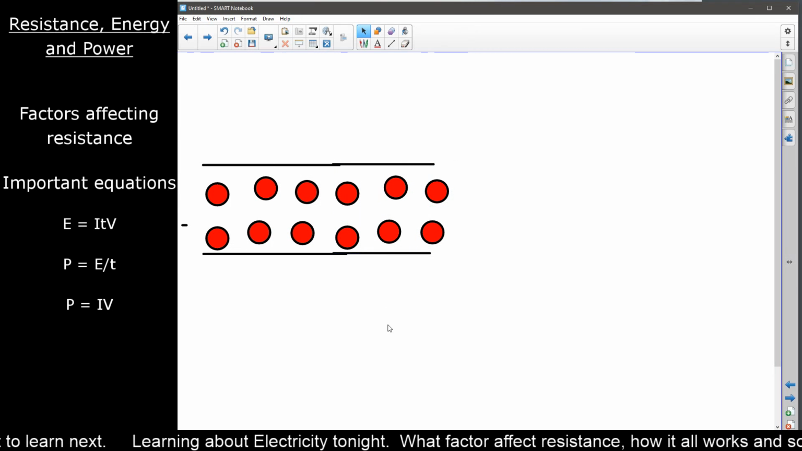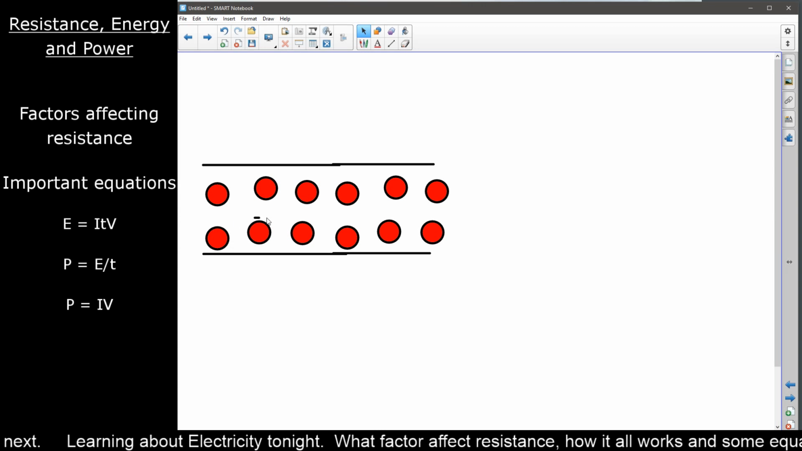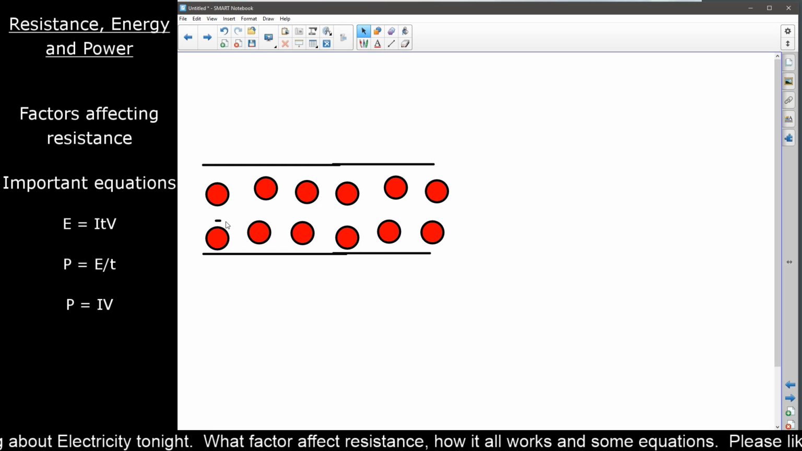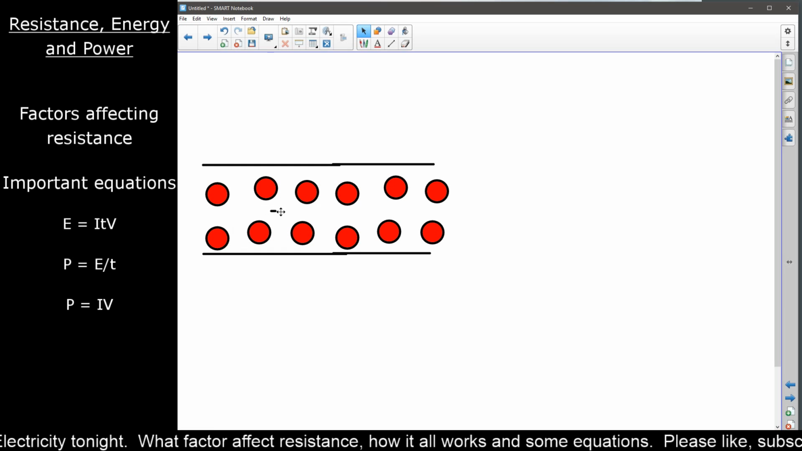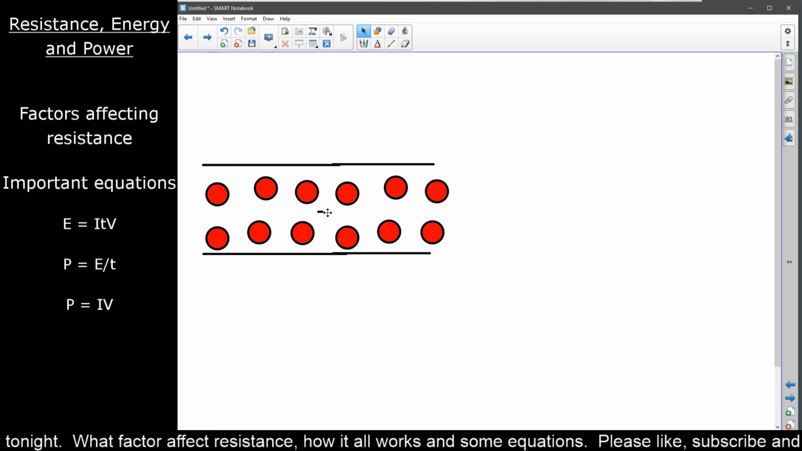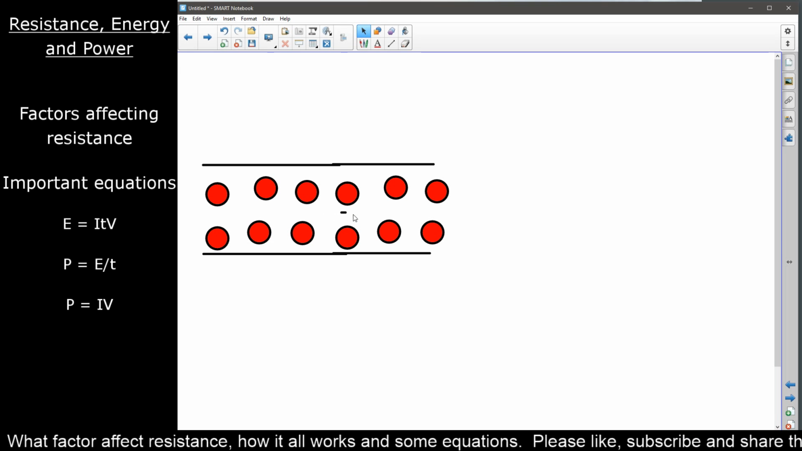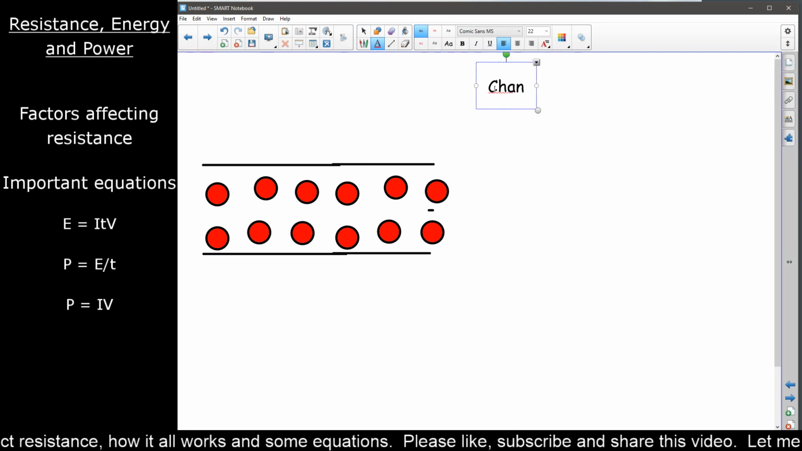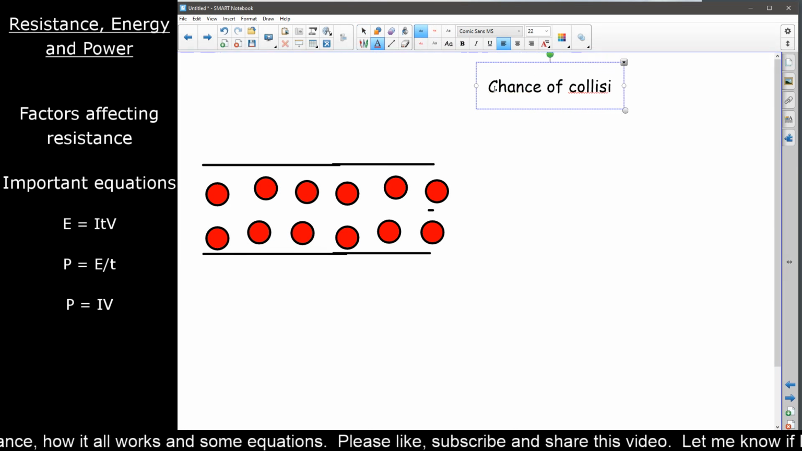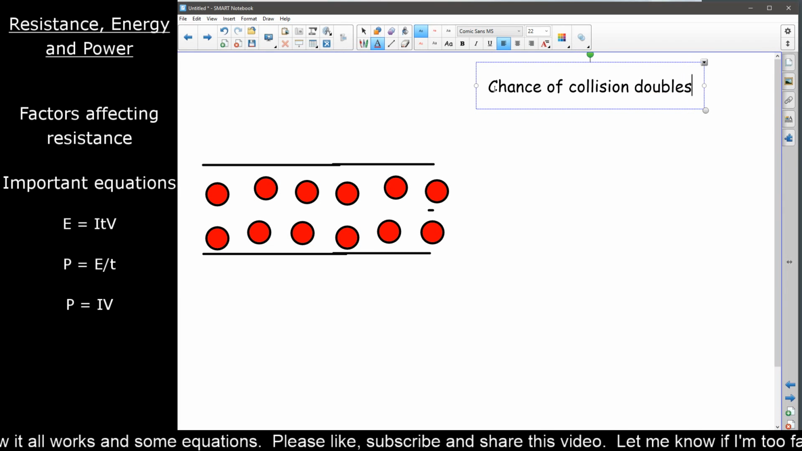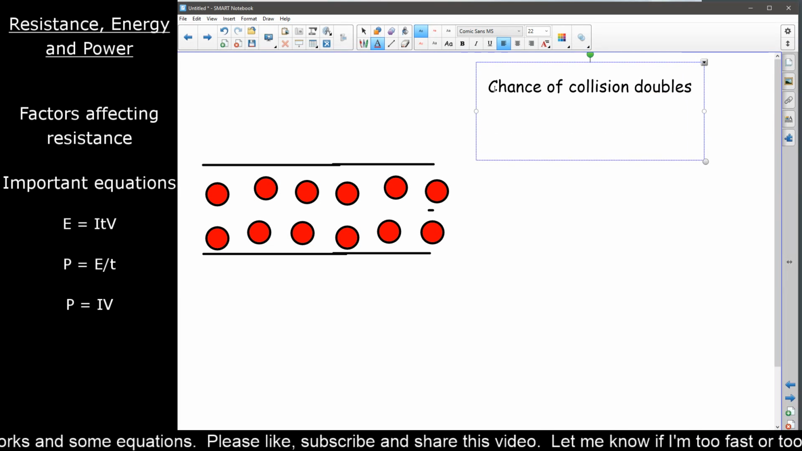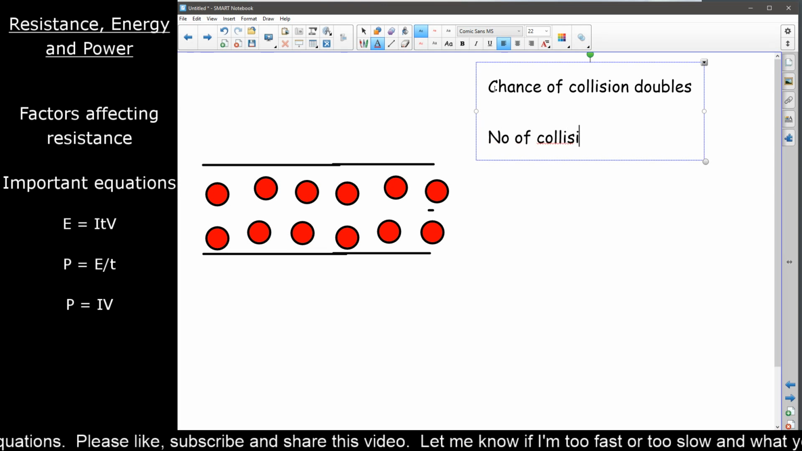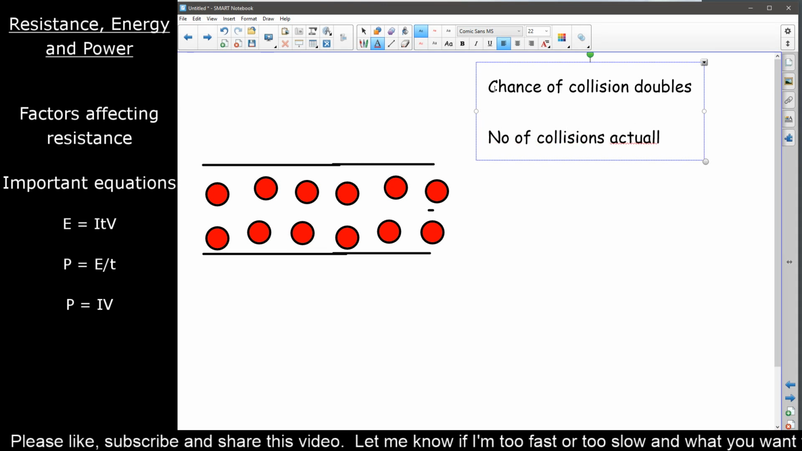What happens to the chances of a collision? Well, the chances of a collision actually go up, right? Because I have to get past this pair, and then this pair, and then this pair, and I would have been free last time, but now I have to get past this pair, and this pair, and this pair. My chance of a collision doubles. And since we've got so many electrons coming along here, that means that the number of collisions actually doubles.